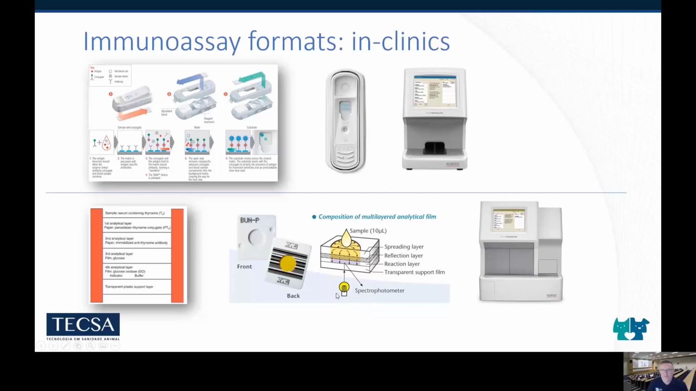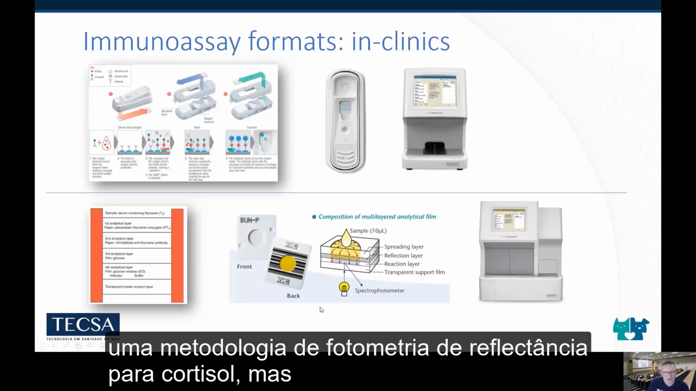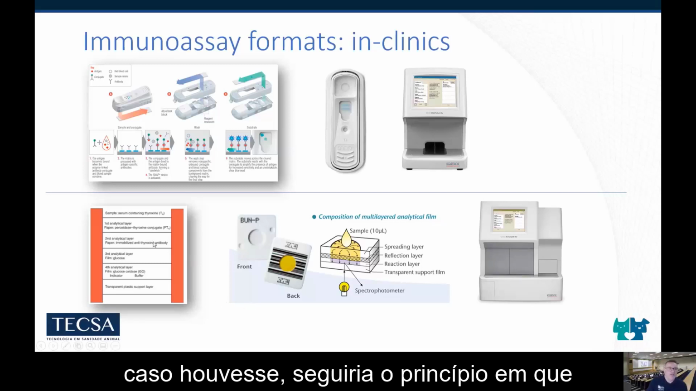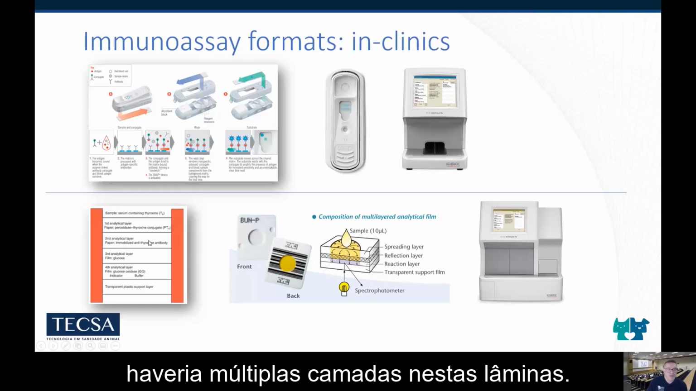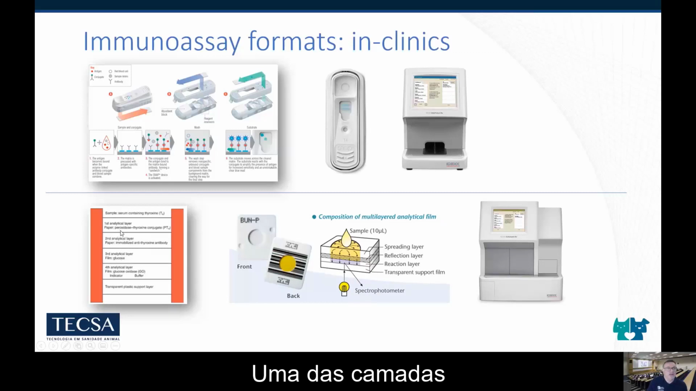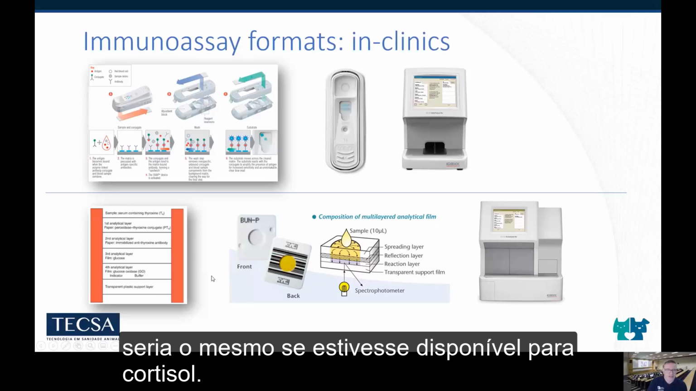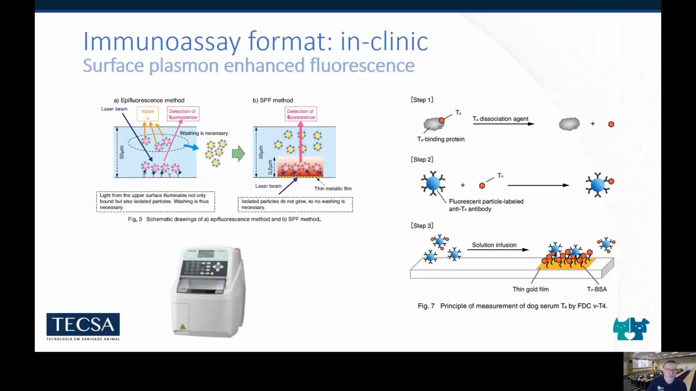I'm not actually convinced there is a reflectance photometry methodology for cortisol, but if there were, it would work by this principle, where there would be multiple layers within one of these slides, and one of those layers would have some antibodies in there, like the setups for thyroxine. So it would be the same sort of thing if there was such a thing available for cortisol.